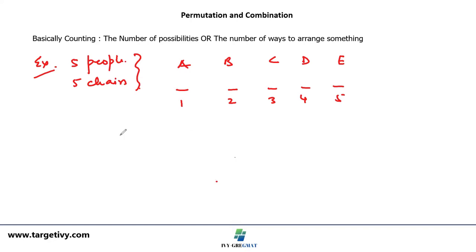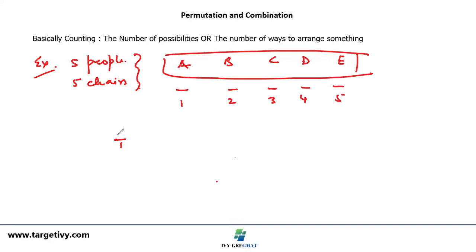For the first chair, you have got all the five people here. So, for chair number 1, you have got five options. For the second chair, because one of A, B, C, D, E has taken the first chair, you've got four options. For the third chair, you've got three options. For the fourth chair, you've got two options. And for the fifth chair, you're left with only one person.